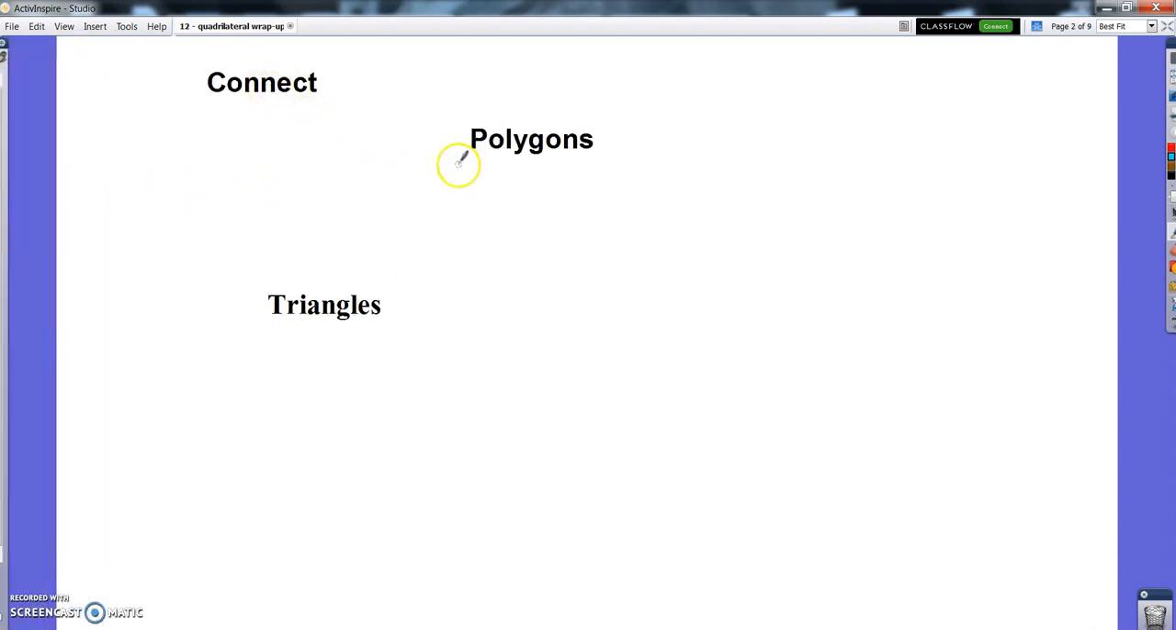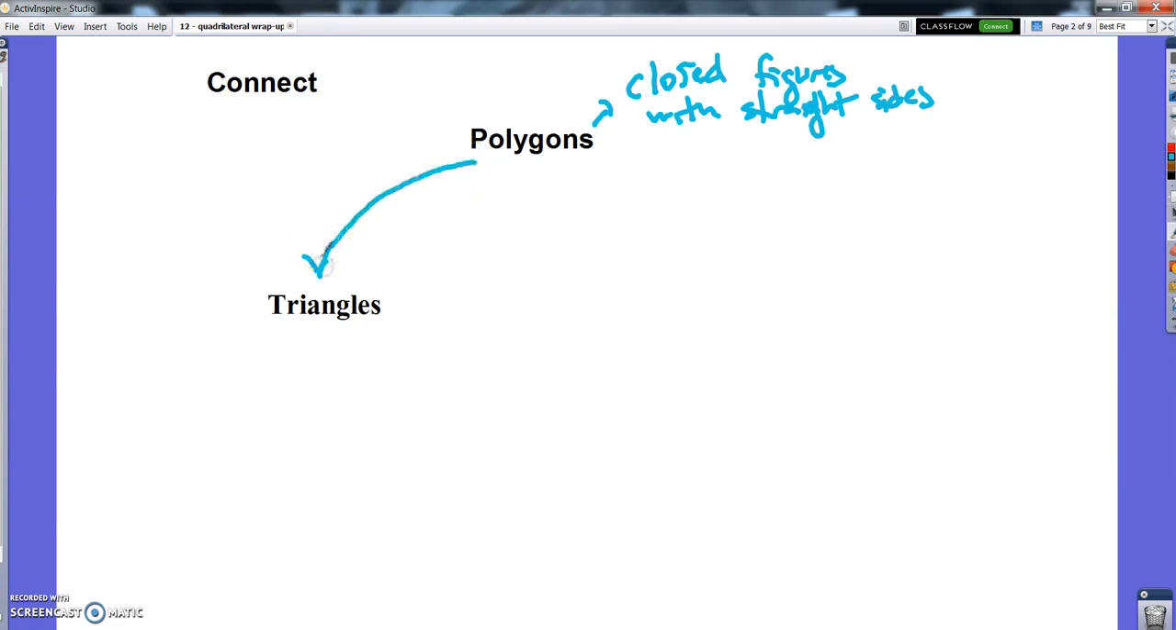Alright, so things you have either learned from me this year or from your teachers in the past that I want to review real quick. So remember, polygons, those are closed figures with straight sides. And there are lots of kinds of those, right? Like if they have 3 of those closed straight sides, we call them triangles. If they have 4 of those closed straight sides, we call them quadrilaterals.